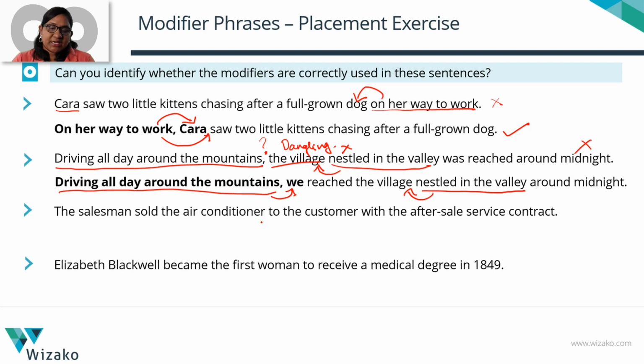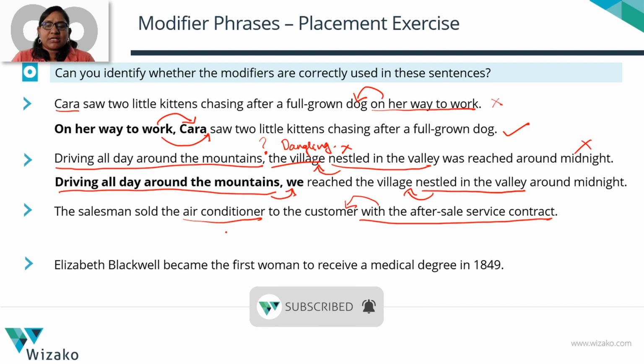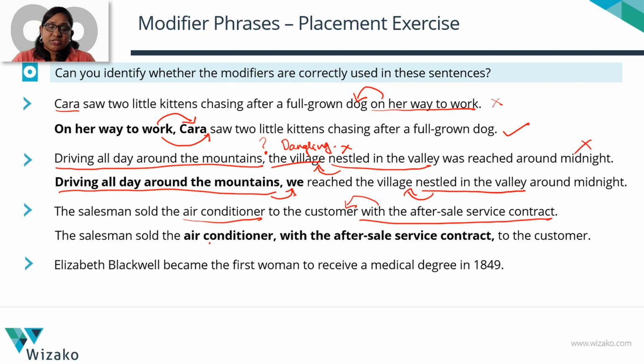The salesman sold the air conditioner to the customer with the after-sales service contract. With the after-sales service contract is a modifier. As it stands, it's referring to the customer. Did we go around hunting for a customer who had a contract and then sell the air conditioner to him? Doesn't make sense. Who or what had the after-sales service contract? You're trying to refer to the air conditioner. The air conditioner that came with the service contract was sold to the customer. So misplaced modifier error, one way to correct it would be to say, the salesman sold the air conditioner with the after-sales service contract to the customer.